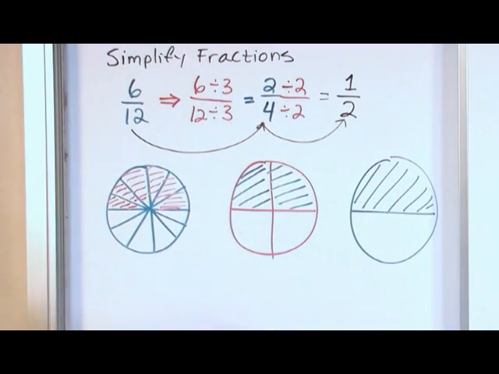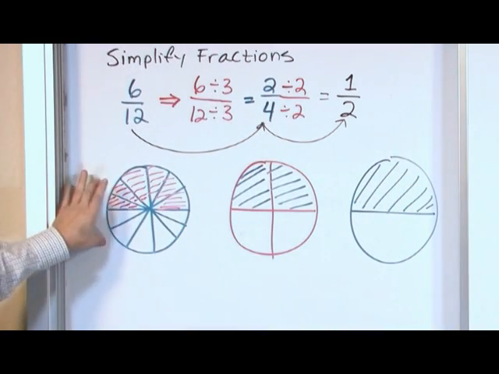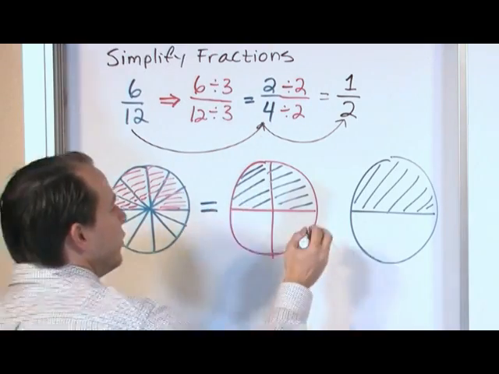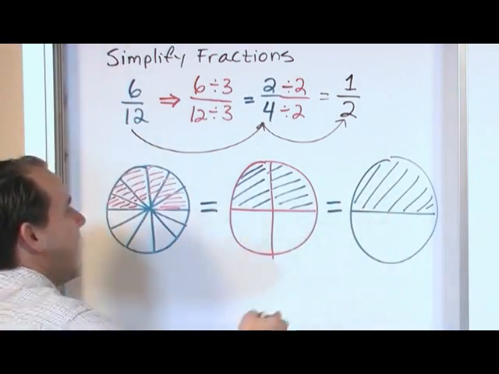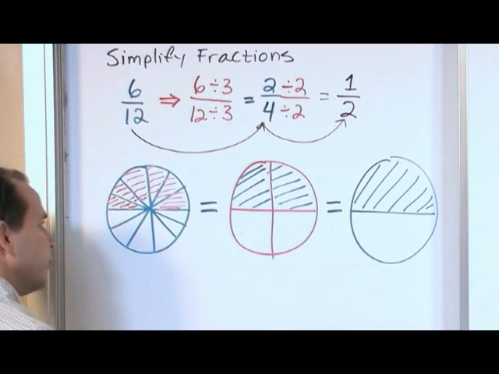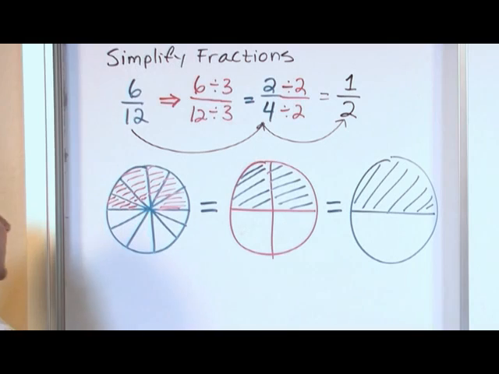So when you look at this, you can see visually that 6/12 is exactly the same amount of pizza as 2/4, which is exactly the same amount of pizza as 1/2. So keep that in mind as you simplify fractions, that it's really just representing the same amount of stuff, in a little bit simpler manner. So they're all the same thing. So you can do whatever you want division-wise, top and bottom, to simplify a fraction.